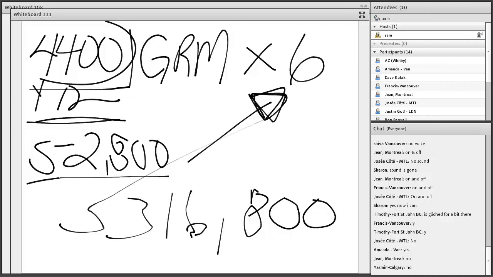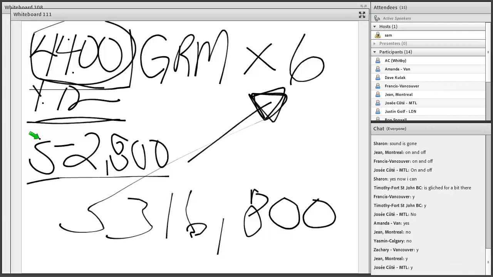So 316,800. Did everybody get that? Everybody understand how we got that number? Okay, so the point of this exercise is for us to understand. No? Okay. So let's do it again. 4,400 times 12. What does that give us? This is the rent per month. 4,400. Okay? Right here. This is the rent. We multiply it by 12. That gives us the yearly. Everybody get that?